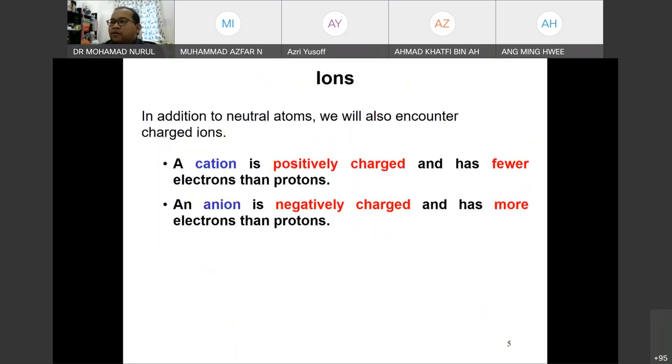For ions, there are 2 types. Cations are positively charged and have fewer electrons than protons. Anions are negatively charged and have more electrons than protons. Normally for a cation we have, for example, a plus sign, and an anion normally has a minus sign. This is the plus and minus sign. We will learn more detail in chapter 2.